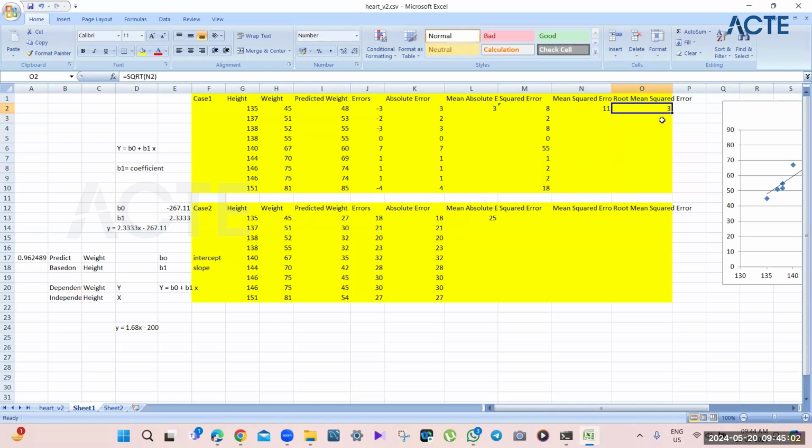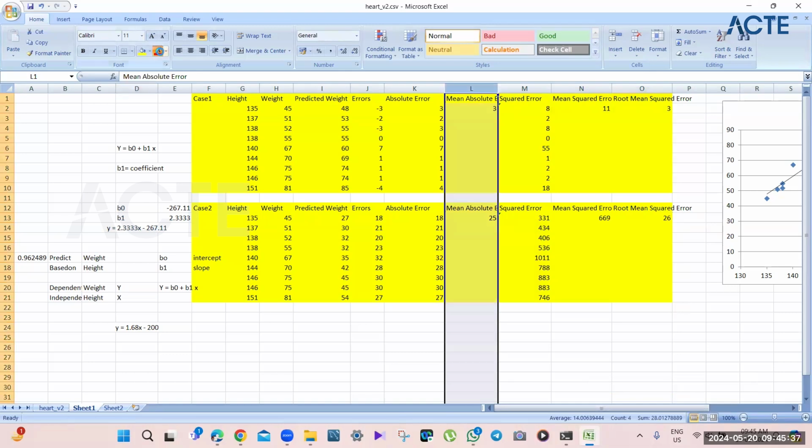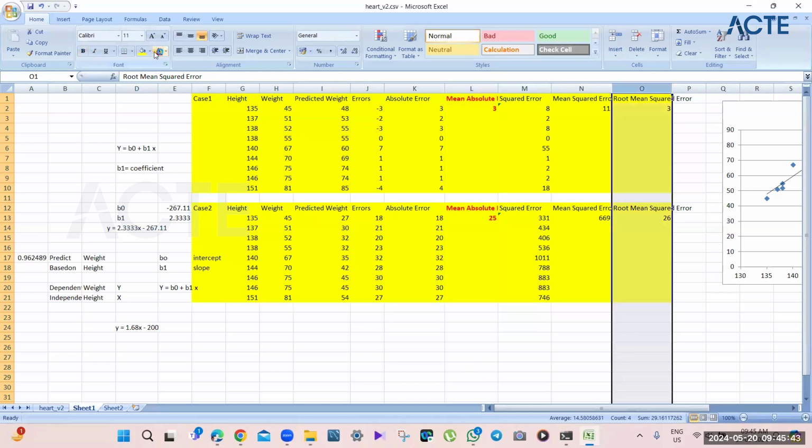See, it's essentially the same value, 3. Same as the mean absolute error. Now try the same thing here. See, here also we are getting the same value. So this is the squared error, this is the mean squared error, and this is the root mean squared error. It's essentially same as the mean absolute error. So you can take either of the options. Either you can take this value or you can consider this as the evaluation.